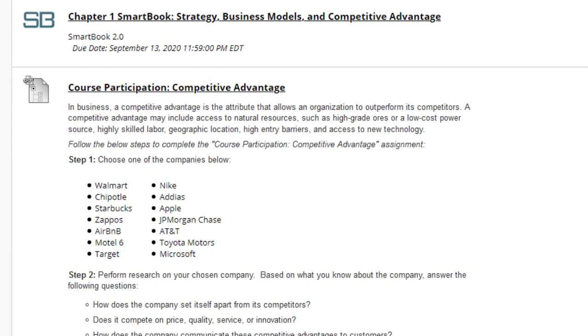Next, we have the Chapter 1 Smart Book. Now, this is very similar to Learn Smart, just a little bit more advanced. So if you're used to using Learn Smart in the past, exact same concept: read the chapter, answer questions, and so on and so forth.